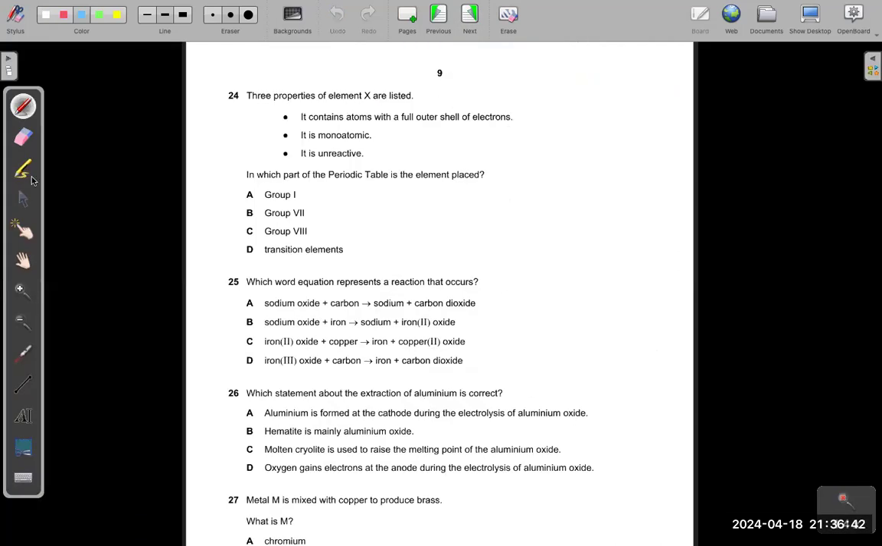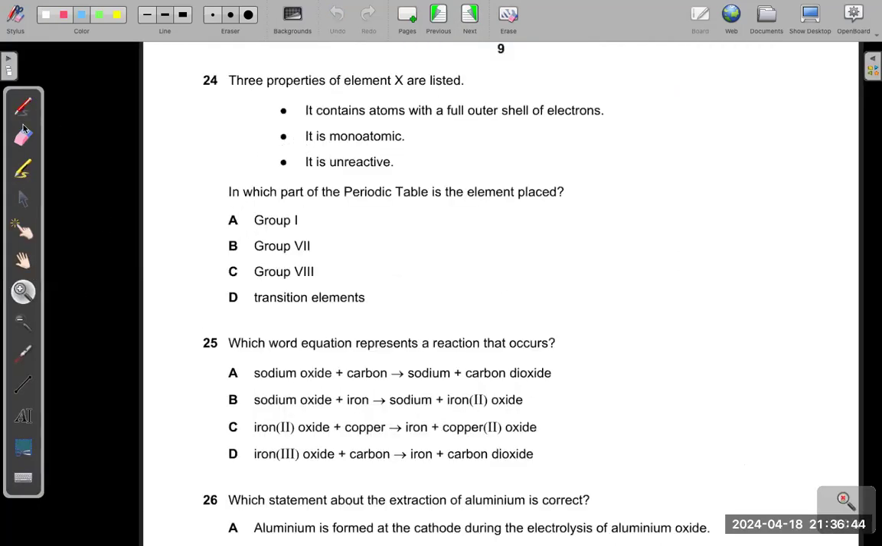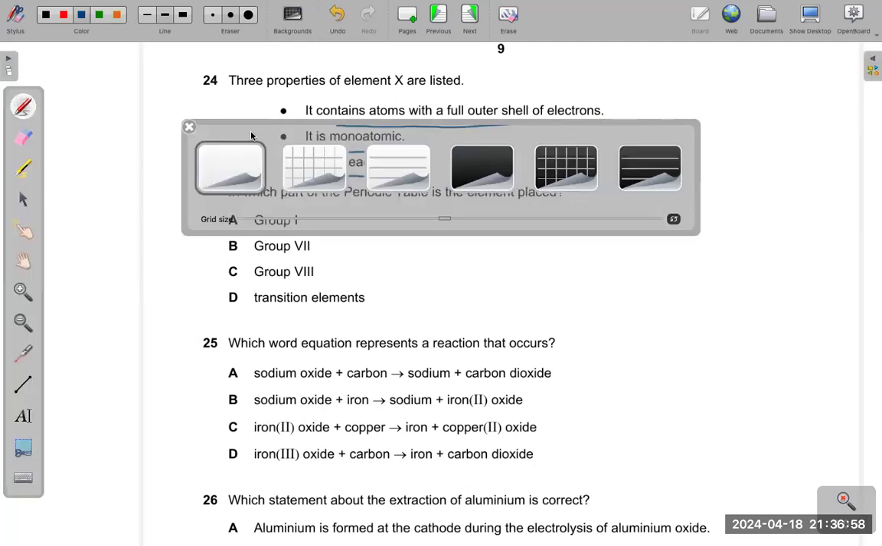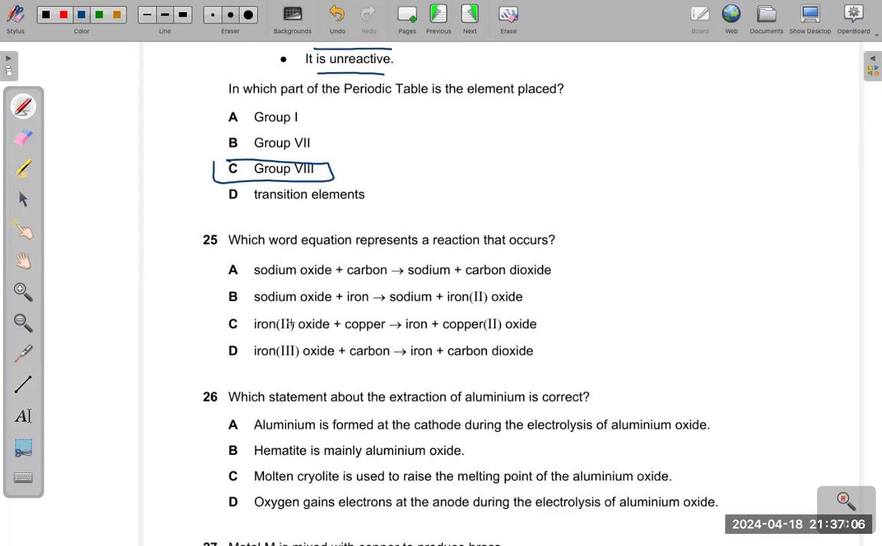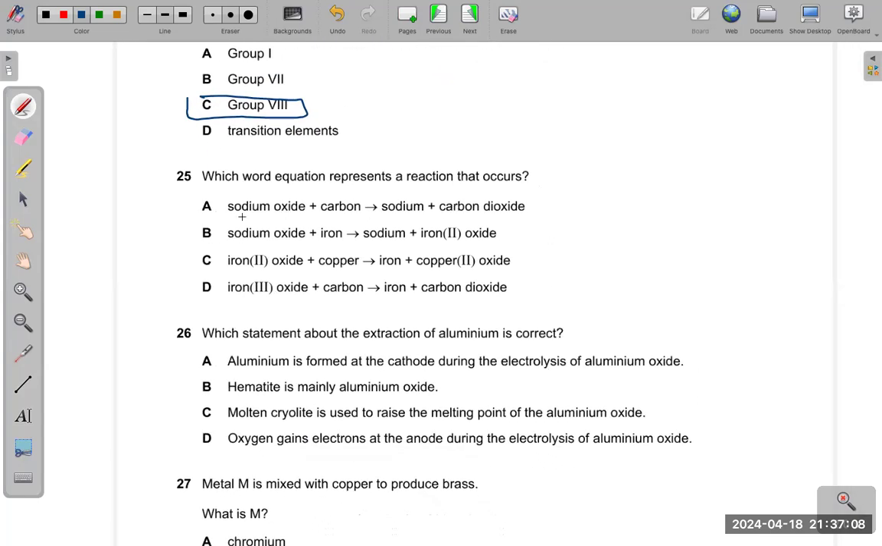Three properties of the element X are listed. It contains atoms with a full outer shell of electrons. It is monoatomic. It is unreactive. What is this group? Outer shell, monoatomic and unreactive. Which group is that? What is the element which has these properties? So it is C. It's group 8.